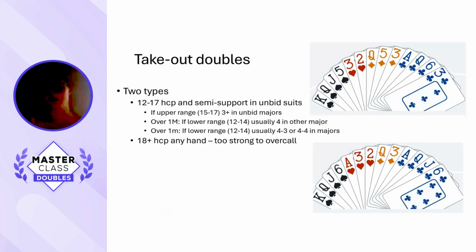And here is an example of that. We have 19 high card points in the lower example here, and we have a balanced hand, but we are too strong to overcall one no trump. So we're going to start with the double and then come back, showing a balanced hand later.